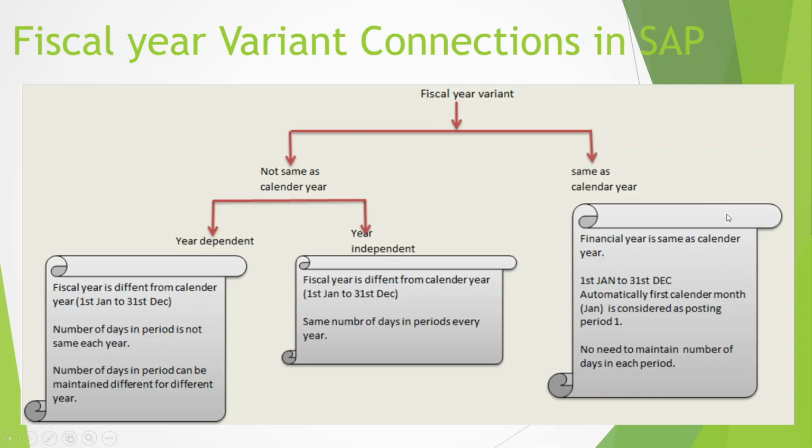Now coming to the calendar year, we have already discussed the financial year is the same as the calendar year, that is 1st of January to 31st of December. Automatically the first calendar month, January, is considered as posting period 1. There is no need to maintain the number of days in each of the periods. Why don't you need to maintain it? Because yours is a calendar year, and the calendar year is a fixed item across the globe. It is used in the same fashion. That is why there is no need to maintain the number of days separately for each of these periods. But the same thing will be exactly opposite when you deal with a year dependent fiscal year. Every year it will change, so you will have to maintain it separately. It will be an additional activity at year end.